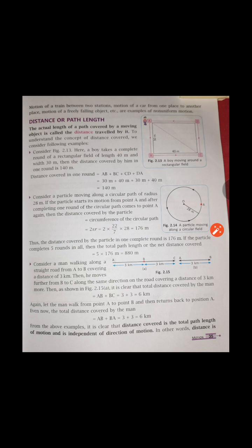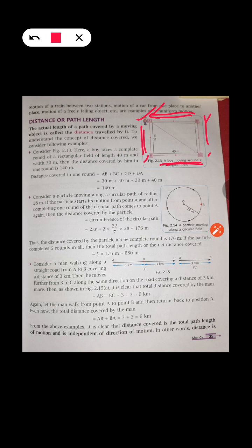The next topic is distance. So what is distance? The actual length of a path covered by a moving object is the distance traveled by it. See figure 2.13 and 2.14. Here a person is starting from position A, moving up to position B, then to position C, then back to position D, again back to position A. So in this way he is covering a distance of 30 meters, then 30 meters, then 40 meters, then again 30 meters, then again 40 meters, a total distance of 140 meters. So this is the total distance that person has covered.